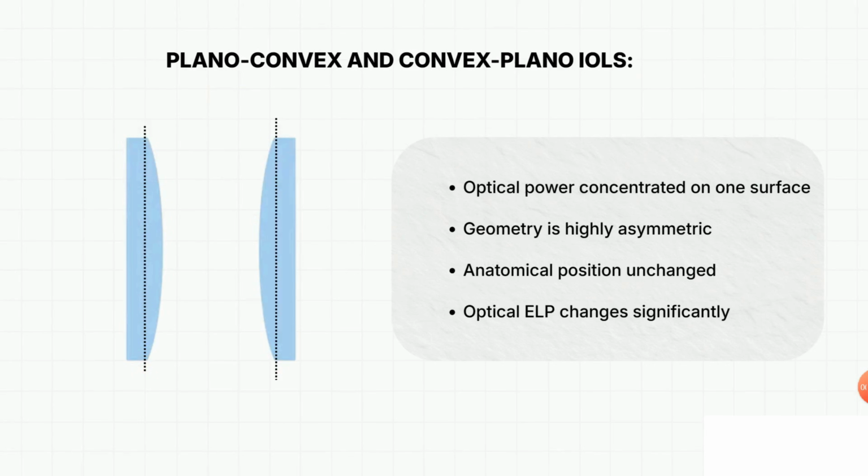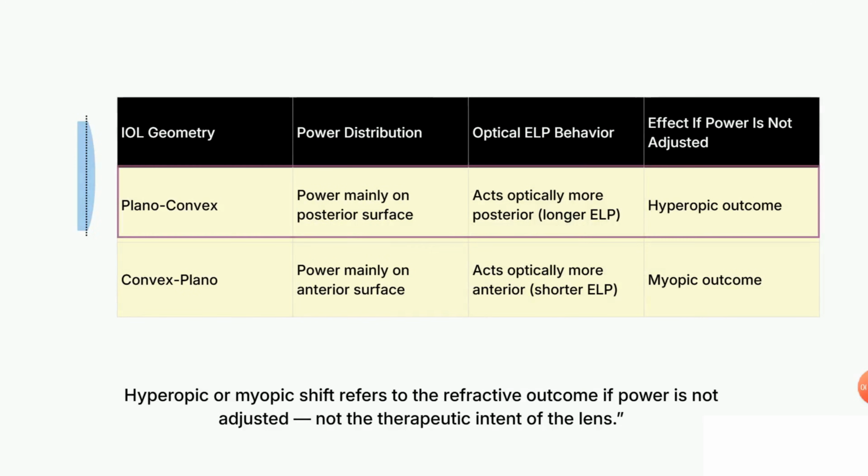Now let's move to the asymmetric optics. Here we have the plano-convex and the convex-plano lenses. Here most of the refractive power is concentrated on one surface while the opposite surface is flat. This asymmetry shifts where the lens optically acts from, even though the IOL has not moved anatomically. This table is extremely important and also the most common source of ELP confusion.